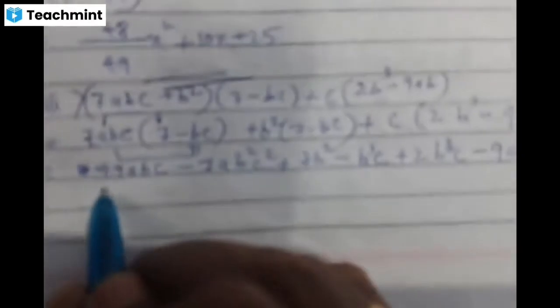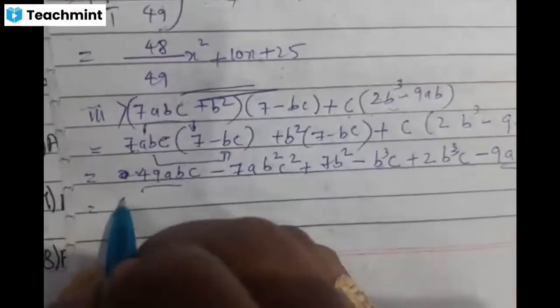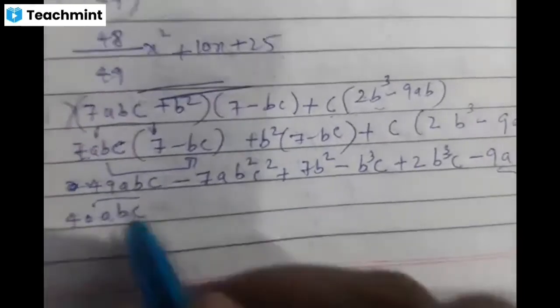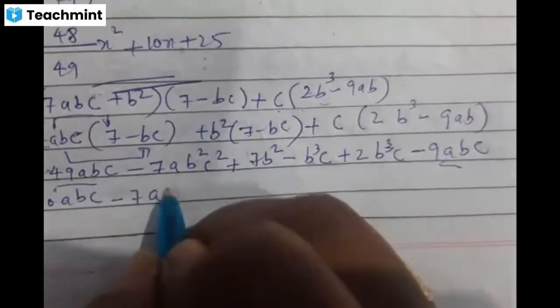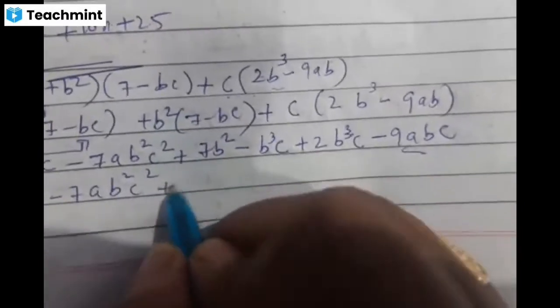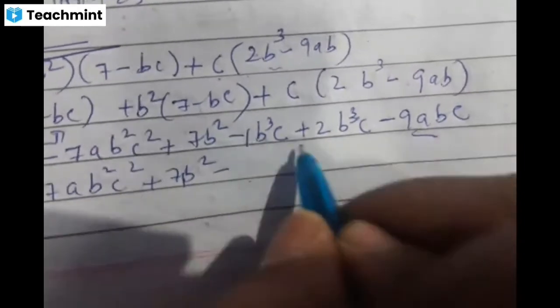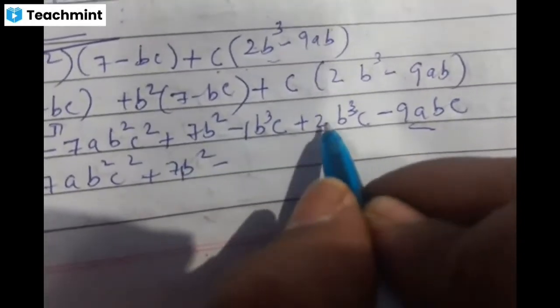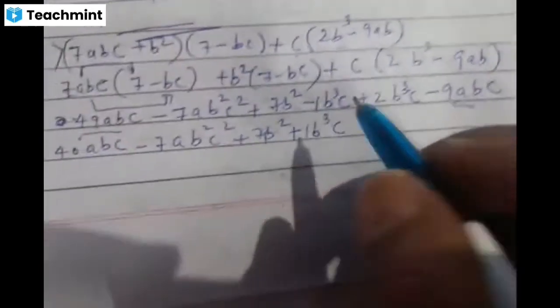You have to find out if any like terms are there. Here you have 49abc and minus 9abc, which will be 40abc. Then you don't have any ab square c square term, children. Write it one time. Then you have plus 7b square, minus 1 b cube c and plus 2 b cube c will be plus 1 b cube c. So this is the answer for the third part, children.